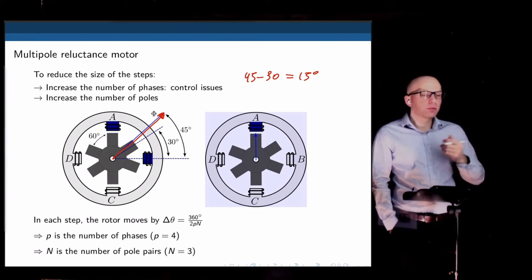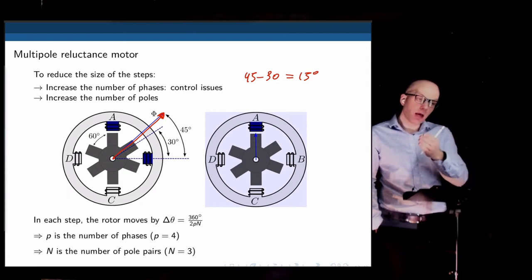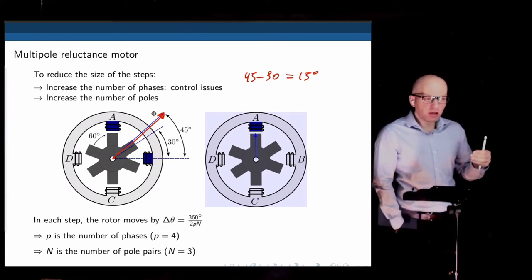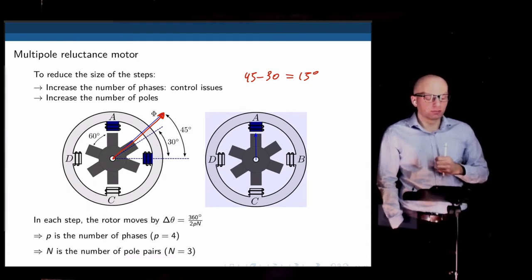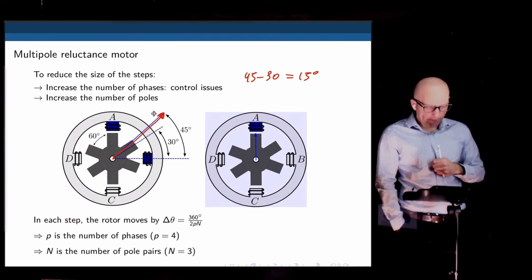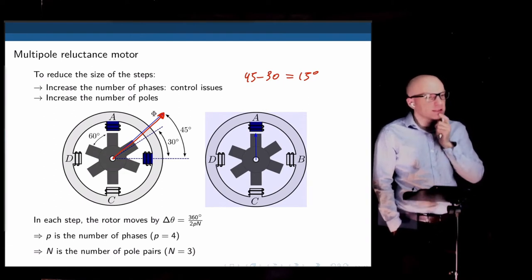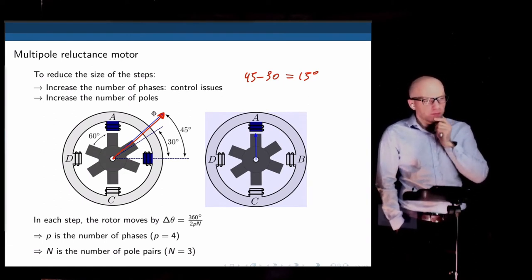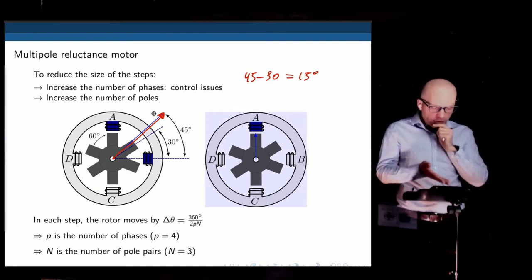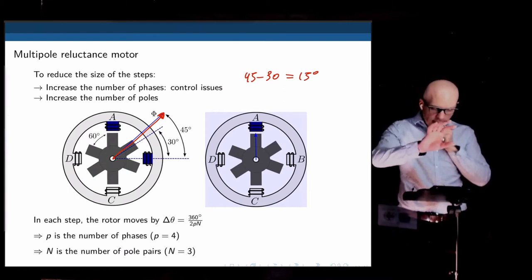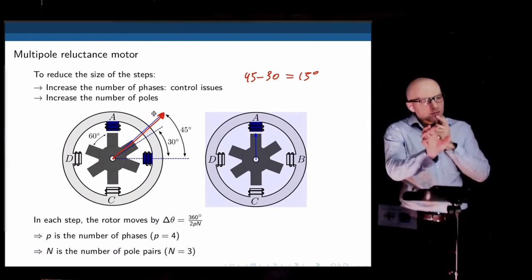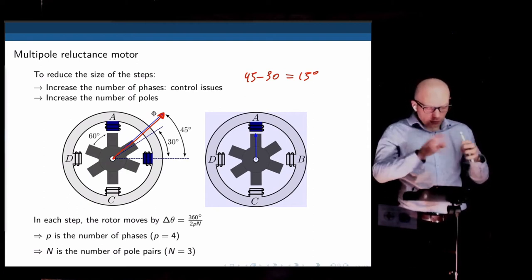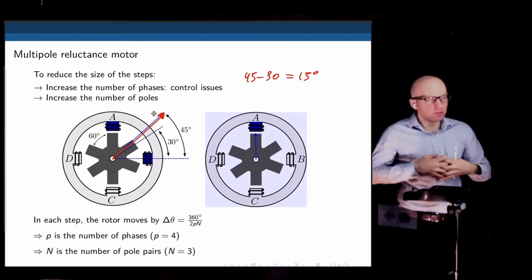Okay, and what would be the next step? So let's say we did A, now we did AB. What would be the next one for rotation in the same direction? What would be the closest one in the next step? So if we actuate AB, the rotor rotates slightly counterclockwise by 15 degrees. So if you think about the next step, what would that one be?